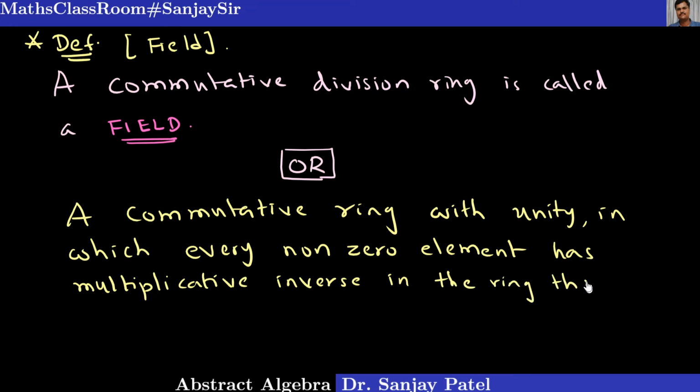Then it is called a field. So let me write this way. A commutative ring with unity in which every non-zero element has multiplicative inverse in the ring is called a field. So this is our definition of field. Okay.